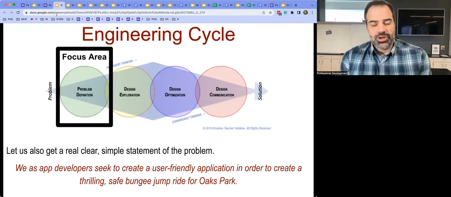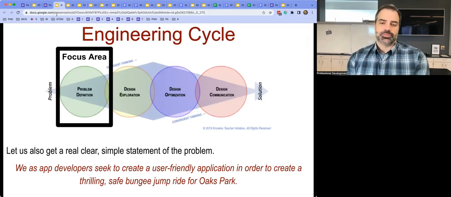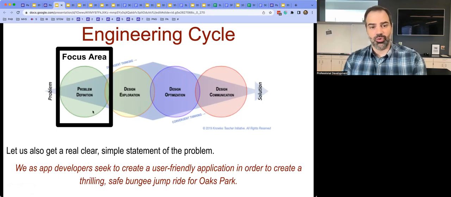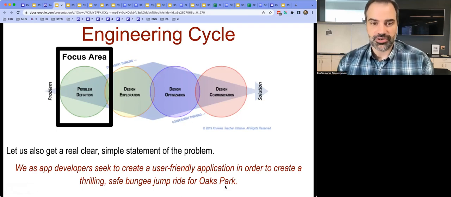All right, so we get a lot more specific about engineering now. Unit 2 did introduce this, but we're spiraling back and really upping the game. Here they analyze several different engineering cycles, and for this unit we use this particular one, and we change it up each unit. They need to get clear on what they're actually trying to solve. Here is that example: we as app developers seek to create a user-friendly application in order to create a thrilling, safe bungee jump ride for Oaks Park.